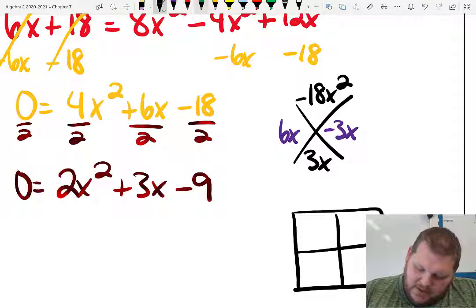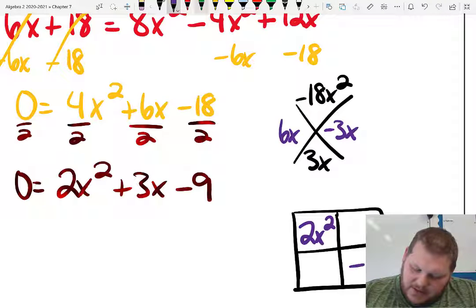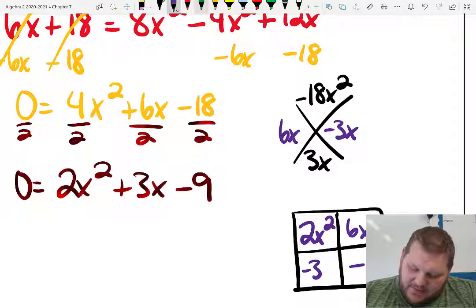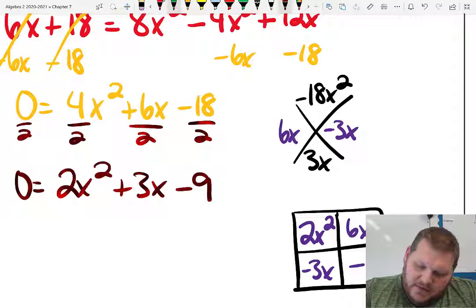So then my box, there we go, that's lovely. Inside the box is always first term in your top left corner, last term in your bottom right corner, and then the two things that we just figured out, 6x and negative 3x, are those last two pieces.